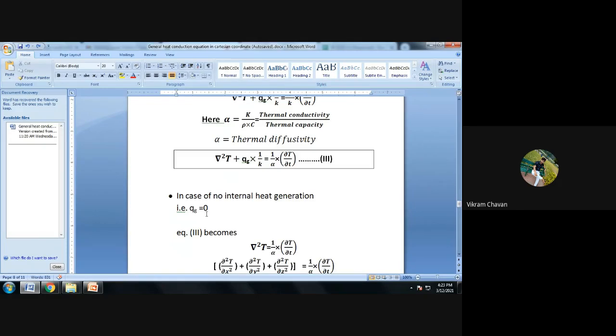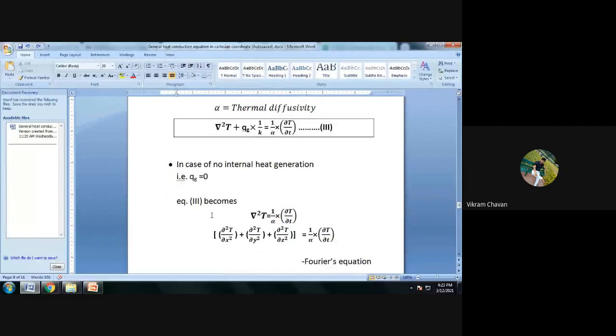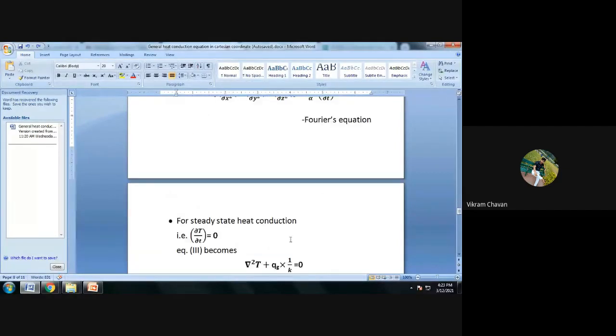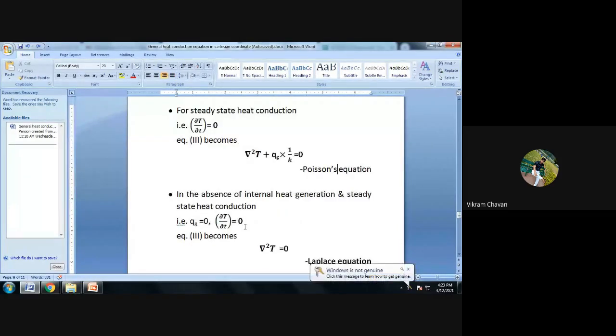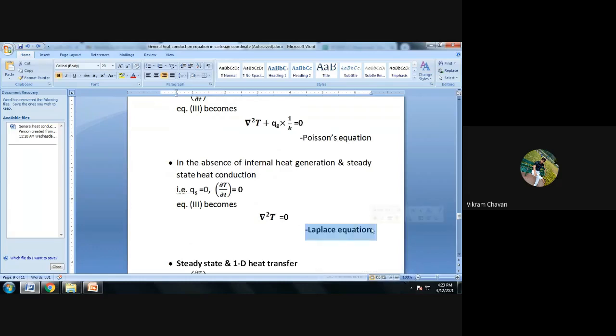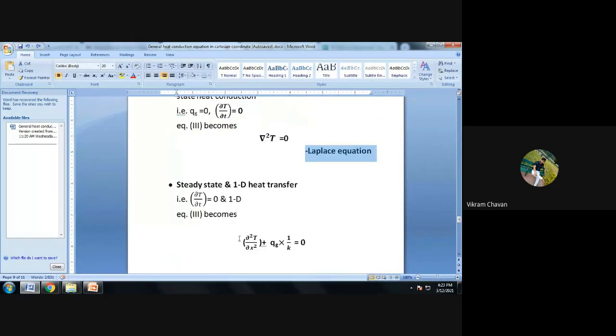Further, we have the next forms of the general heat conduction equation. If there is no internal heat generation, then we will get the Fourier's equation. If there is steady state heat conduction, in that case we will get the Poisson's equation. If both cases apply, that is no internal heat generation and steady state, then we will get the Laplace equation. Then for one dimensional steady state, the y and z coordinates are removed and only the x coordinate is considered. If you want to consider the y or z coordinate also, the equation will be modified as per your consideration.